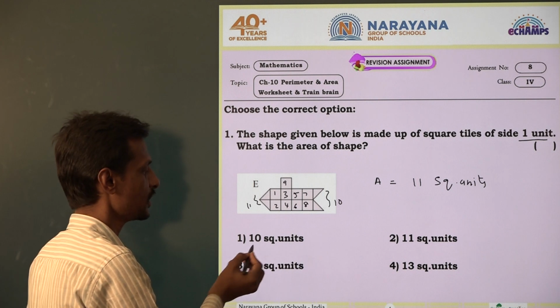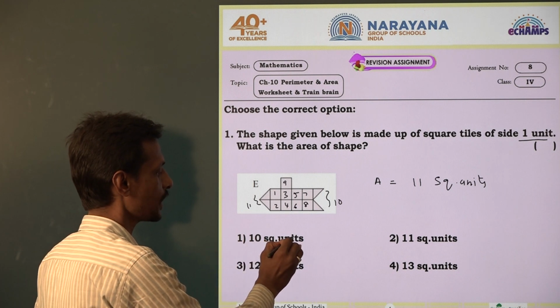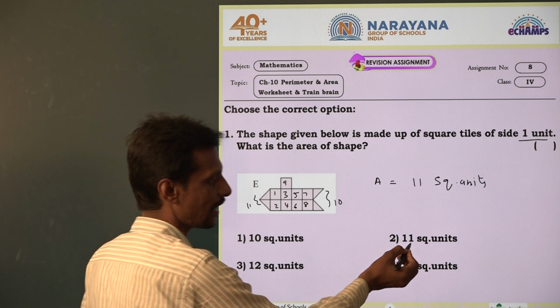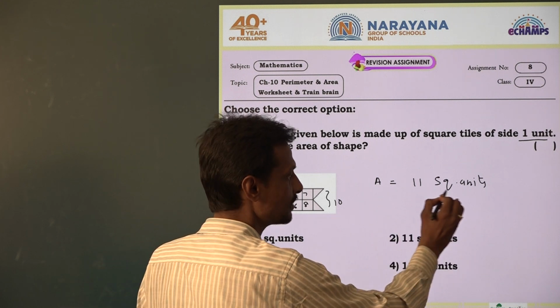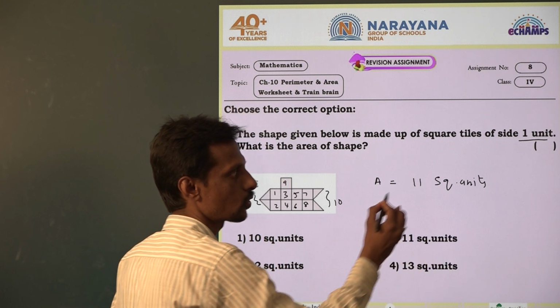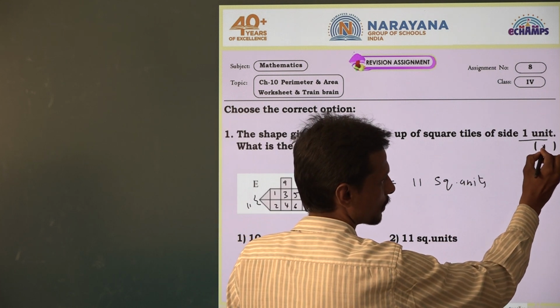In the given option, first one 10 square units, second one 11 square unit. So our answer is 11 square unit. So the second option is the correct answer.